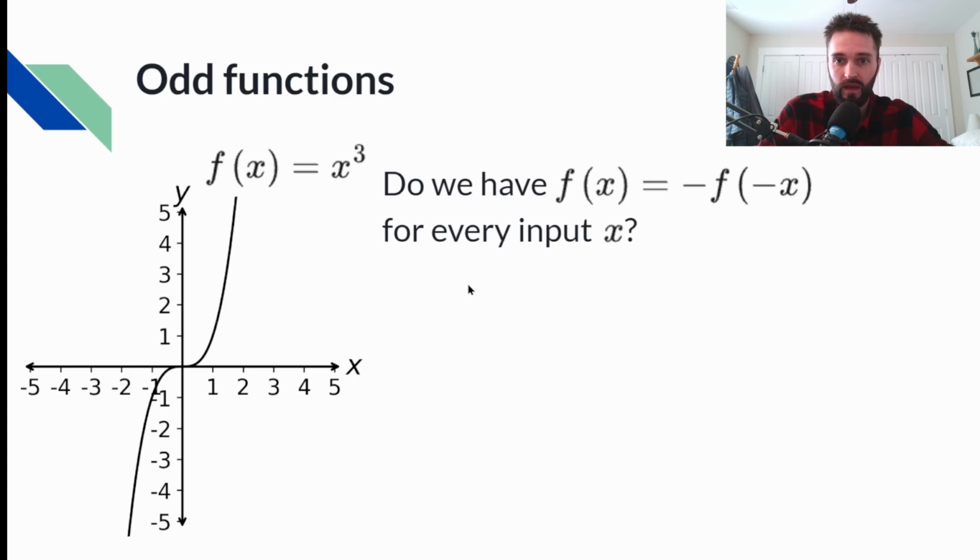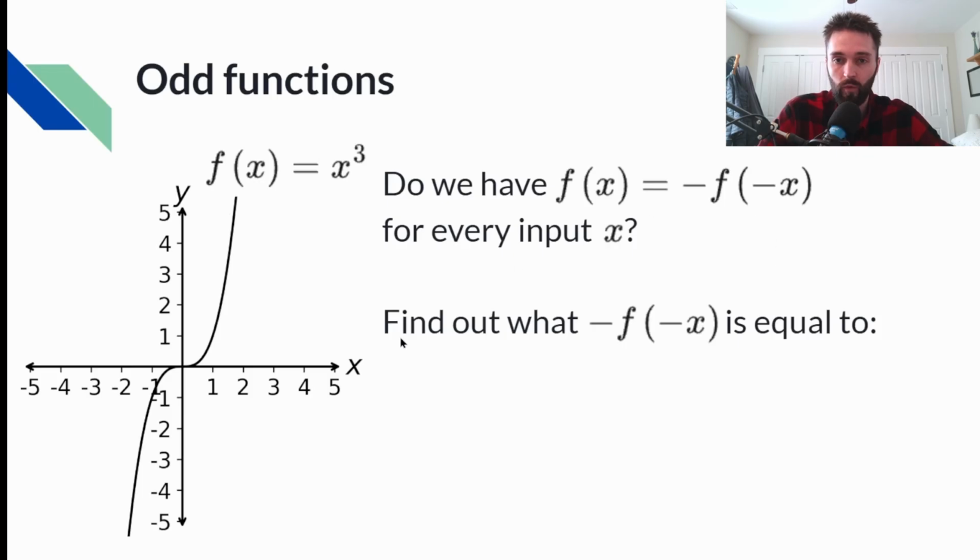And we can find out if the function is odd by doing that forever, right? By plugging in an infinite number of values for x. Instead, what I want to do is just jump right into the formula, right? We can find out what negative f of negative x is equal to, and that is going to be a much more realistic undertaking than plugging in an infinite number of values for x, right? So let's find out what this is equal to.